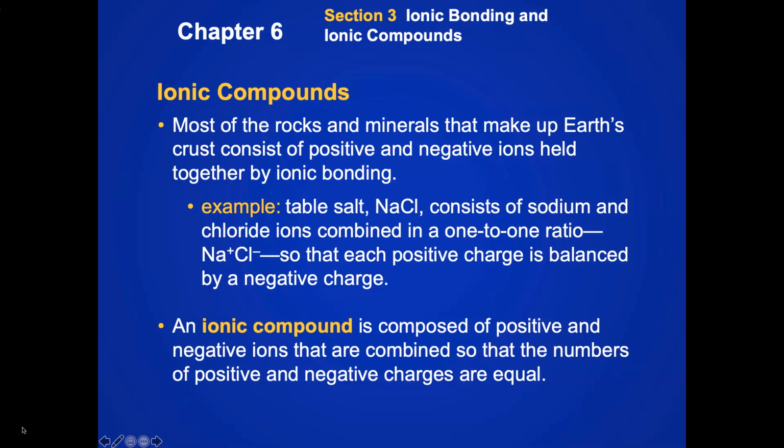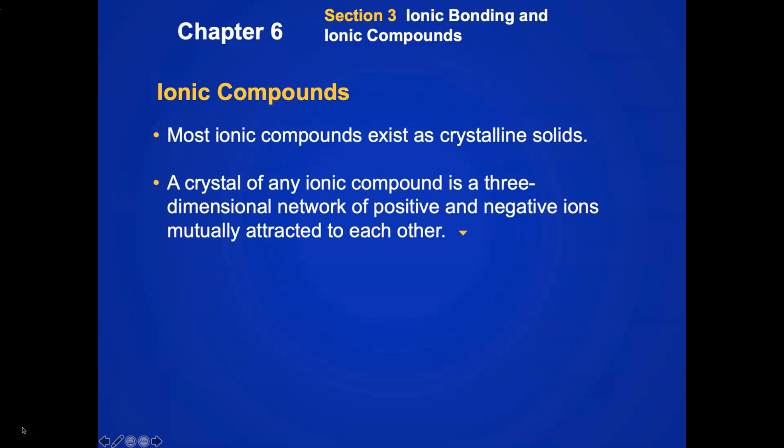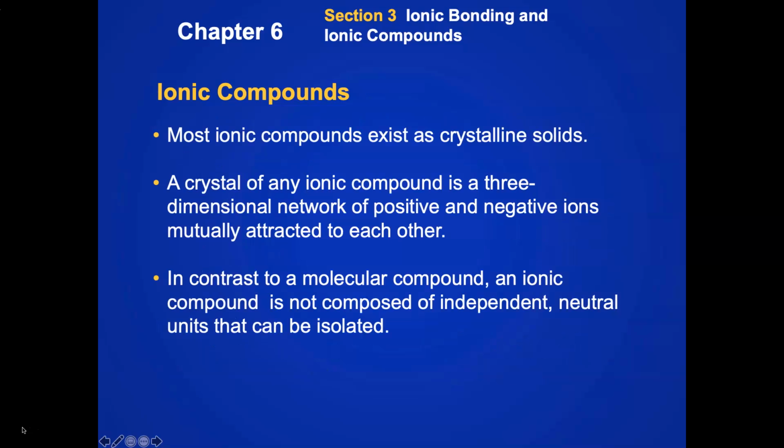So we can define an ionic compound as something that is composed of positive and negative ions that are going to be combined in such a way that the number of the positive charges and the number of negative charges are going to be equal and opposite of each other. Okay, from there we can talk about how ionic compounds tend to exist in what we call a crystalline form. And this is where this idea of a lattice energy comes from.